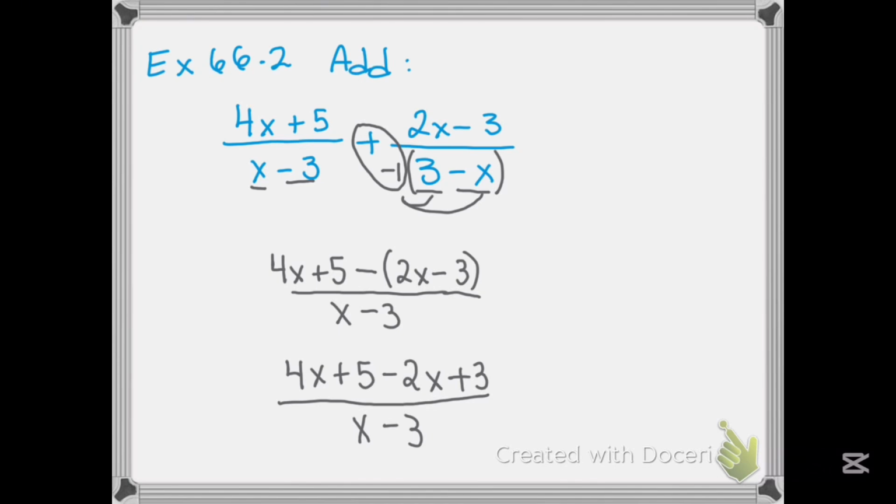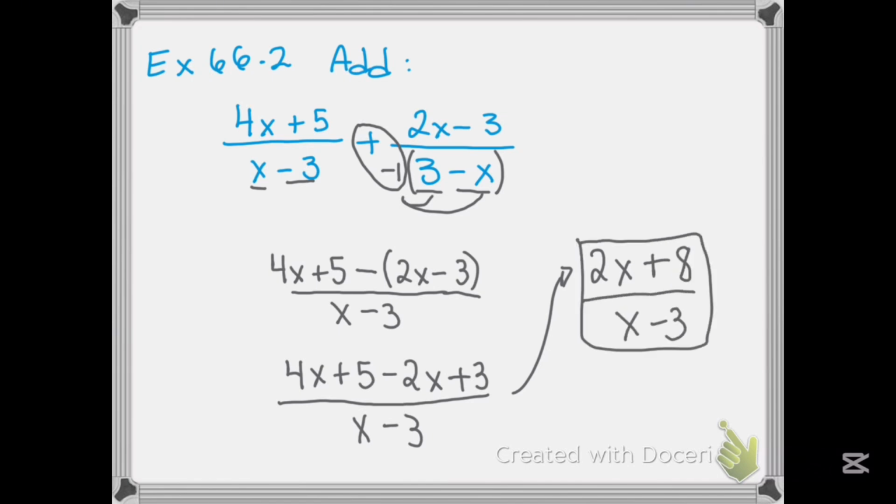Then we're going to add like terms. I'll just write it here. 4x minus 2x is 2x, and 5 plus 3 is 8. And that's it. That's our answer. Very simple. Just notice that all you have to do is change the sign, and when you change the sign, you also have to change the sign here.